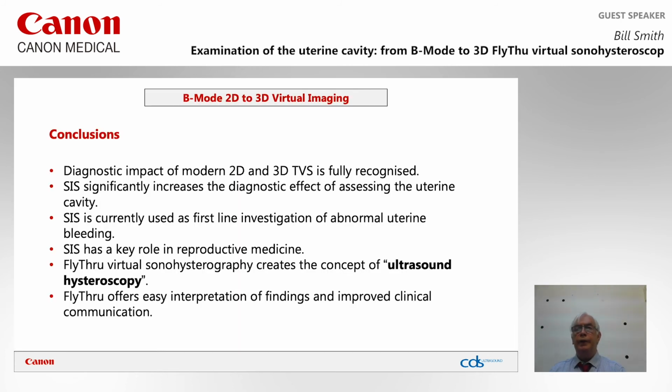So in conclusion, first of all, we mustn't forget the necessity for good quality 2D and 3D TVS modality to begin with. SIS significantly increases the ability for ultrasound to interrogate the uterine cavity. It's now first-line investigation of abnormal uterine bleeding in leading units. It has a key role to play in reproductive medicine.